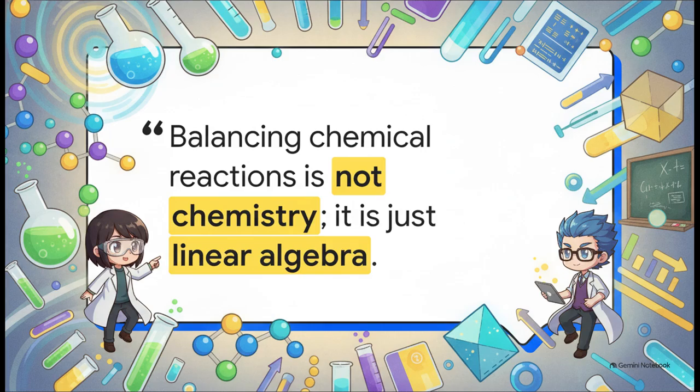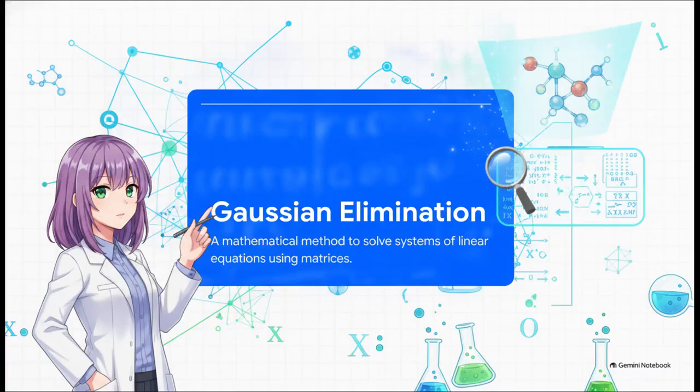This completely shifts the paradigm of what we think a chemical equation actually represents. When we start assigning variables to our reactants and products, we're basically stepping right out of the chemistry lab and walking directly into the mathematics department. And the ultimate heavyweight tool in that mathematics department? Gaussian elimination. This is a highly sophisticated math method used to solve massive systems of linear equations using matrices.